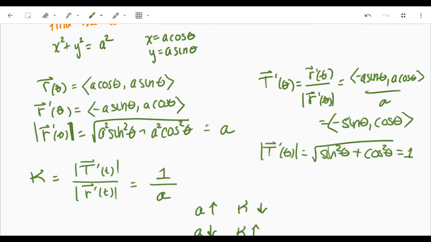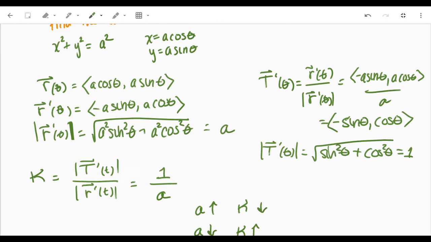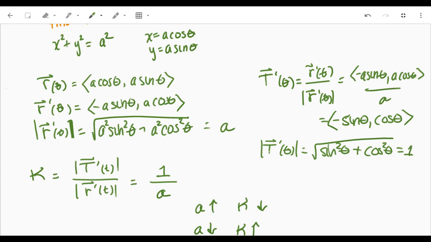So there you go. You just have to get all the little pieces of it, starting with just r of theta and ending with the magnitude of T prime of theta. There's a lot of steps there, but the formula is very straightforward. Just carefully do your work.